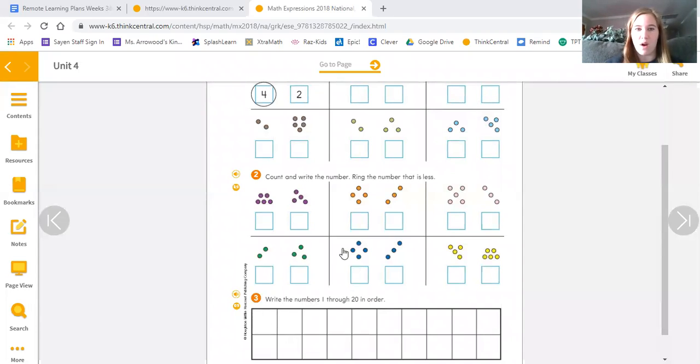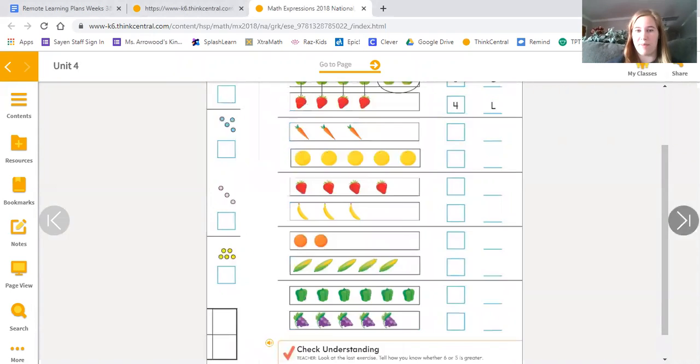write the numbers 1 through 20 in order. So we know that we have to start at what number do you think we're going to start at? Good, we're going to start at number 1. So I'm going to write a number 1, and I'm going to go all the way to 20. So that's the front of our page.